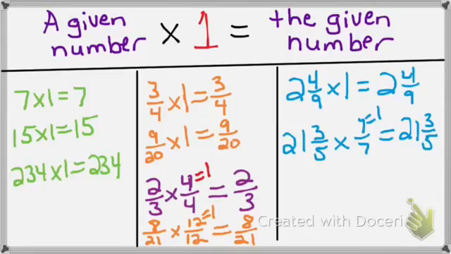So the rule, a given number times 1, or anything that has the same value as 1, equals the given number.